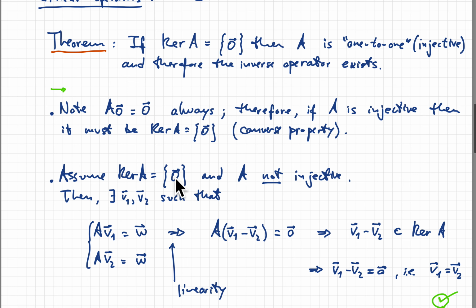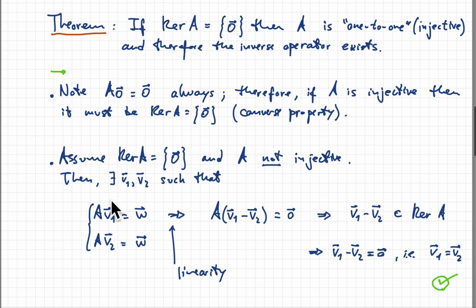Now, let's do the proof. We assume that the kernel is just a 0 vector, and let's assume that A is not injective. What that means is that there are two different vectors that could give you the same answer. That's what we mean by an operator being not injective. There are at least two vectors that give you the same result W when you apply A. Now, by linearity, we can subtract these two results and combine the left-hand sides into A applied to V1 minus V2. And on the right-hand side, we get W minus W, and so that's 0.